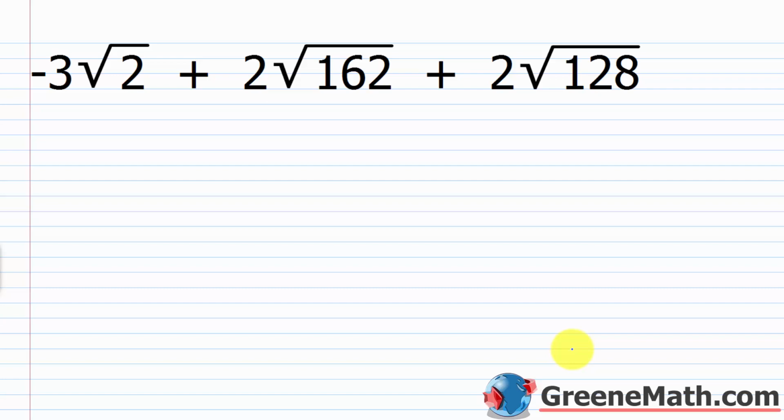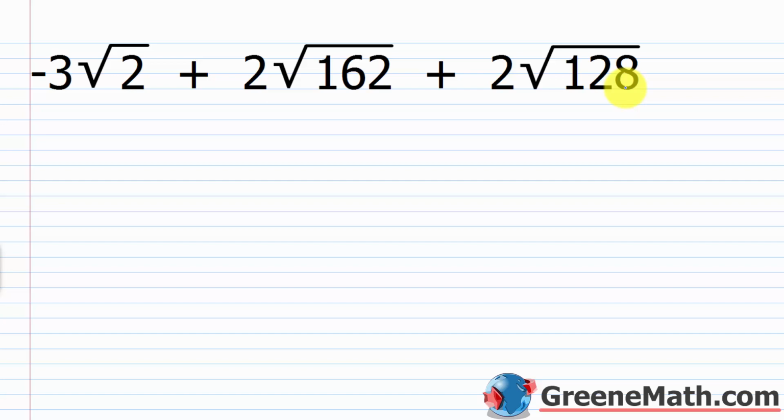All right, let's take a look at some harder examples now. So suppose you see negative 3 times the square root of 2 plus 2 times the square root of 162 plus 2 times the square root of 128. Now, at first, it looks like you can't simplify anything because you don't see like radicals, right? You see a square root, a square root, and a square root, but you have a 2, 162, and 128 as your radicands. So what you need to do here is simplify everything first and then determine if you have like radicals.